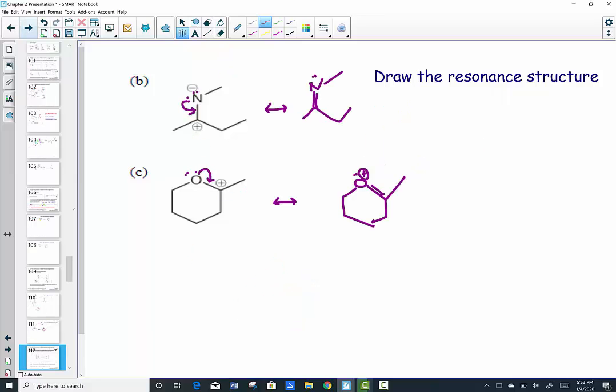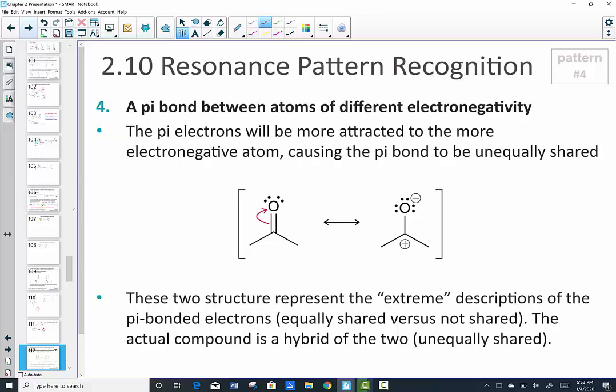We got it. The fourth pattern is a pi bond between atoms of different electronegativity. I mentioned, for example, between carbon and oxygen. Oxygen, of course, is much more electron rich, leaving the carbon electron deficient. That's the definition of a polar bond. The electron distribution is being pulled towards the top. So we have really two extremes, and this rarely occurs, but causing the pi bond to be unequally shared.